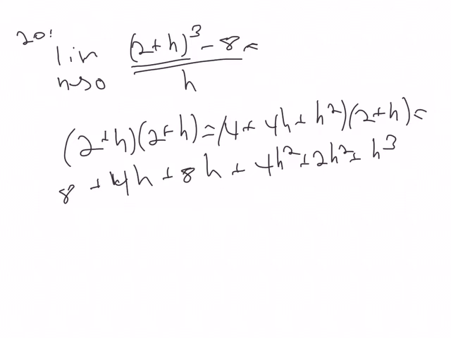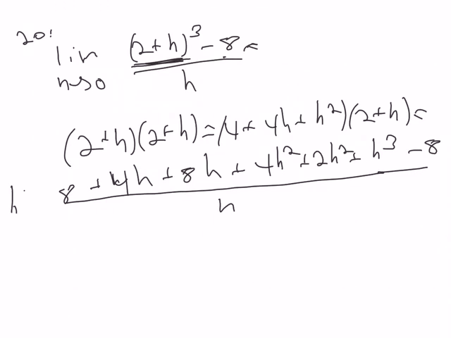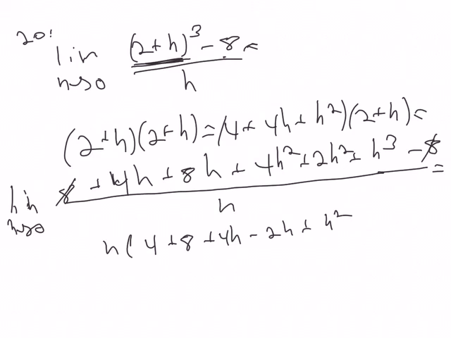Okay, so now let's just imagine this is that right there. Let's put the rest of the problem in: minus 8 over h, limit as h goes to 0. This 8 and that 8 cancel. We can take out h's, so we're going to be left with h times (4 plus 8 plus 4h plus 2h plus h squared) over h.